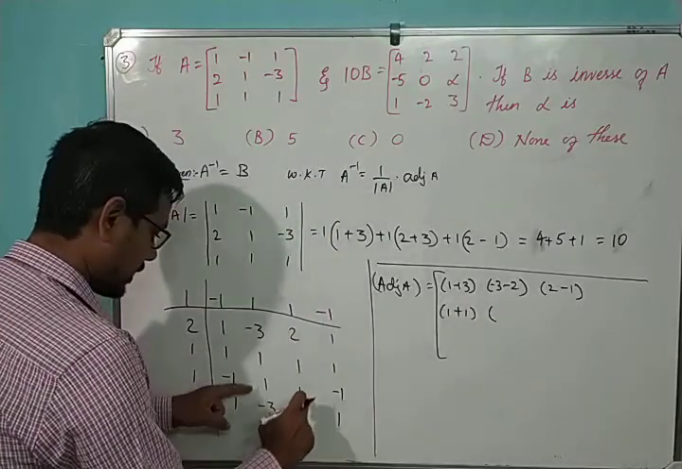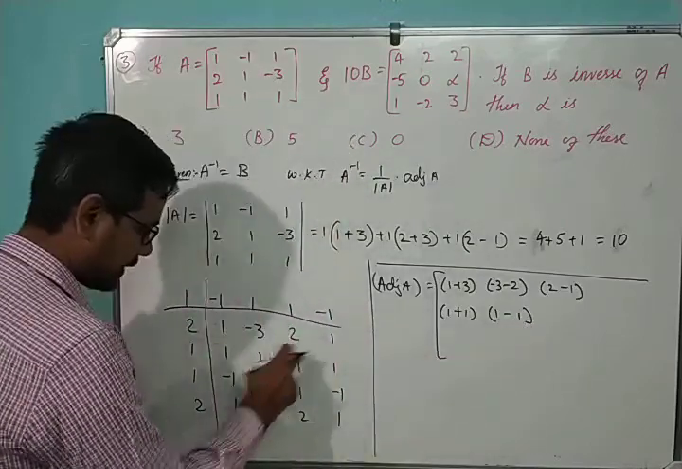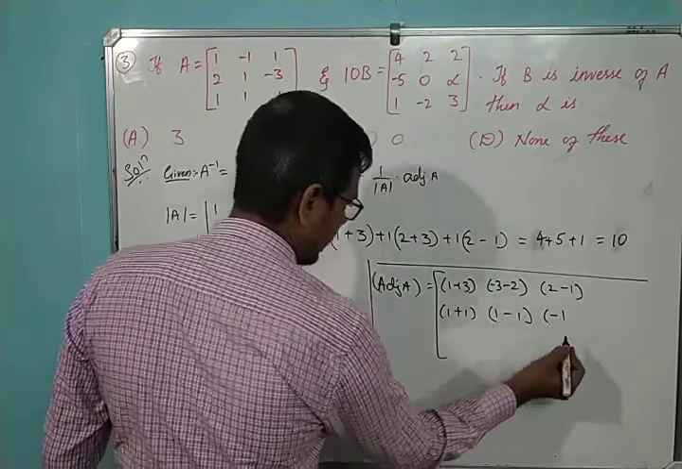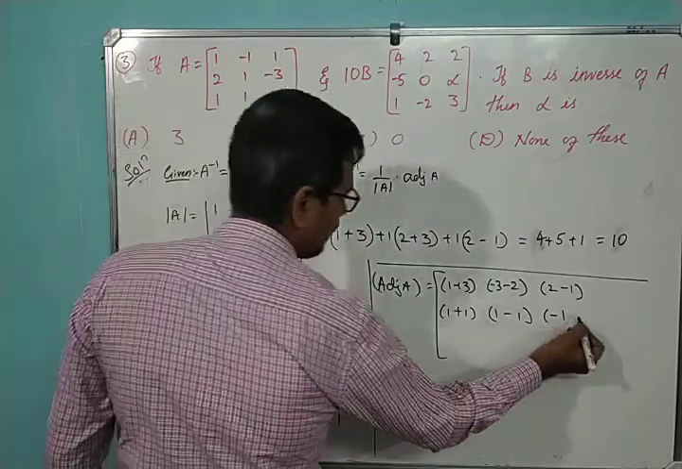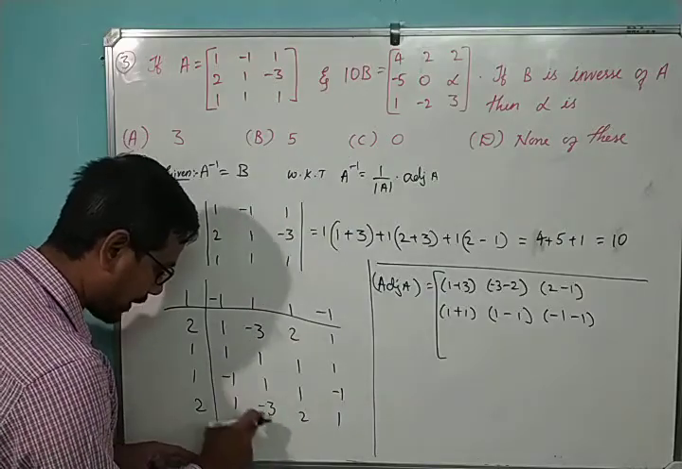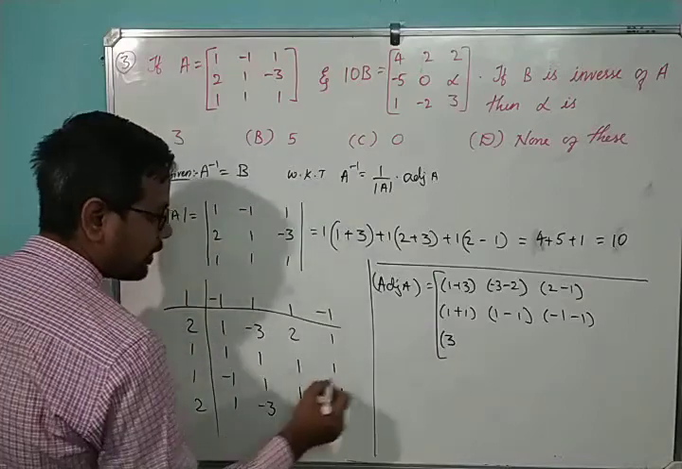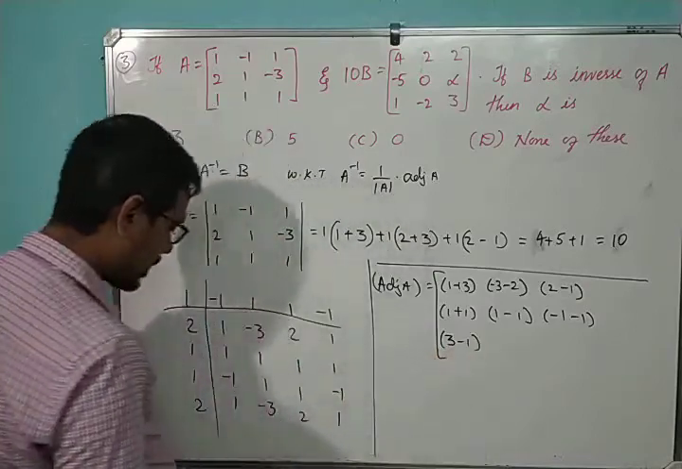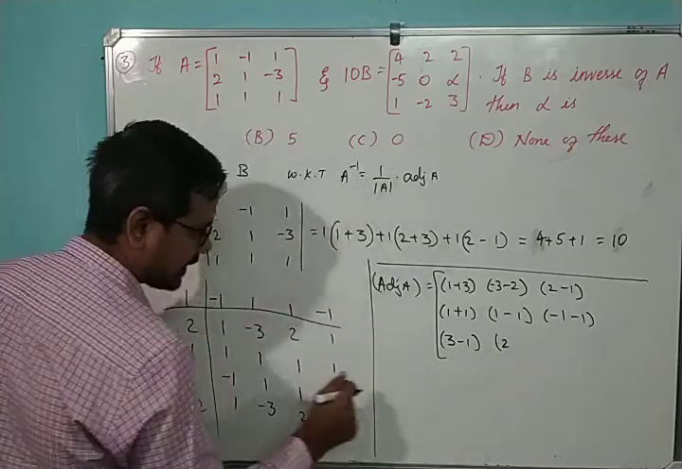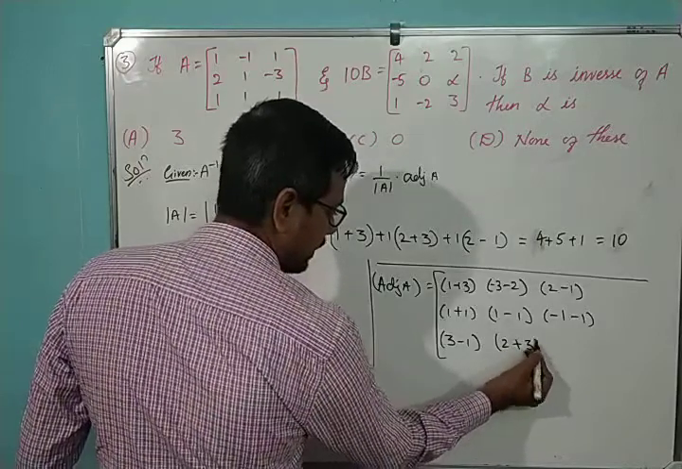Now for this, calculate 1 into 1 is 1 minus 1, and for the last two, it is minus 1, minus 1. Now for these two, calculate minus 1 into minus 1, minus 1 into minus 3 is plus 3, 1 into 1 is 1, 1 into 2 is 2, minus of minus 3 into 1 plus 3.